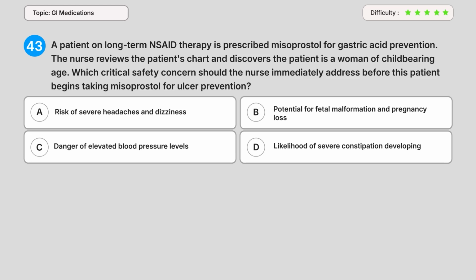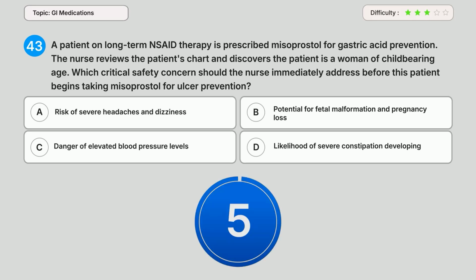A. Risk of severe headaches and dizziness. B. Potential for fetal malformation and pregnancy loss. C. Danger of elevated blood pressure levels. D. Likelihood of severe constipation developing. Can you guess the answer?